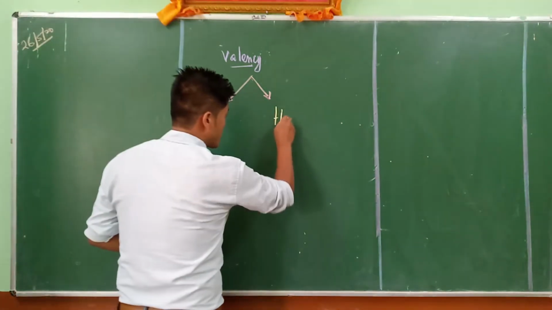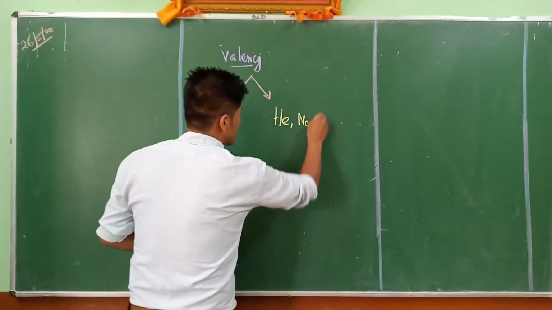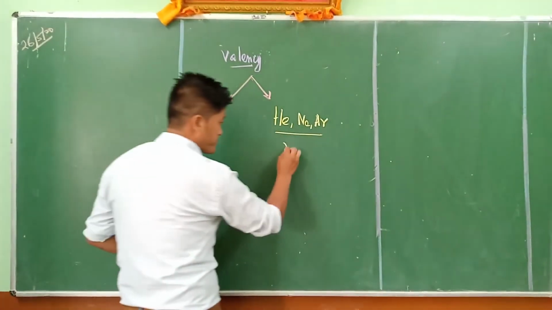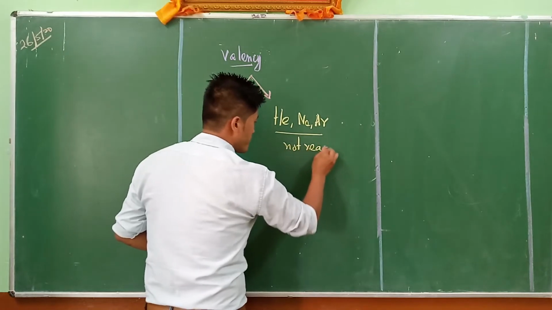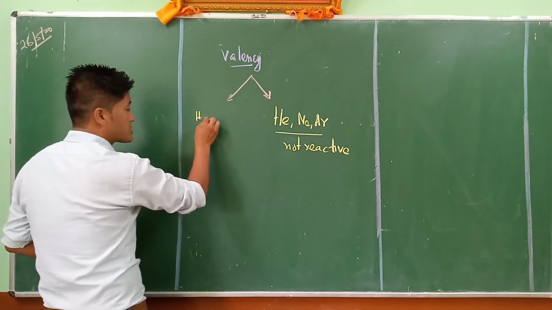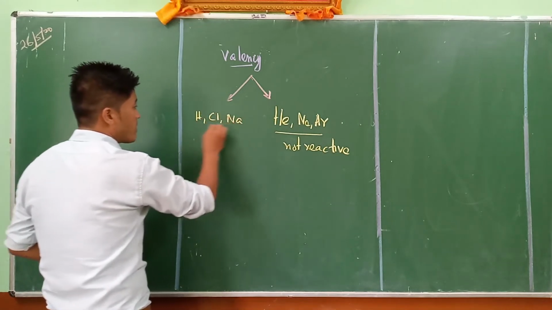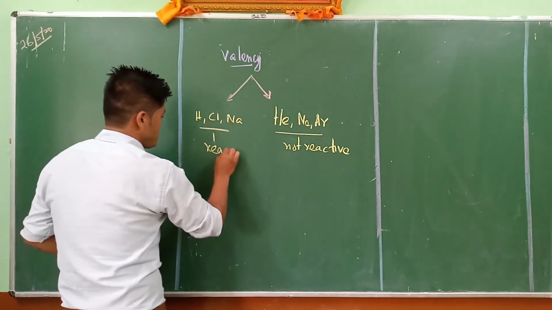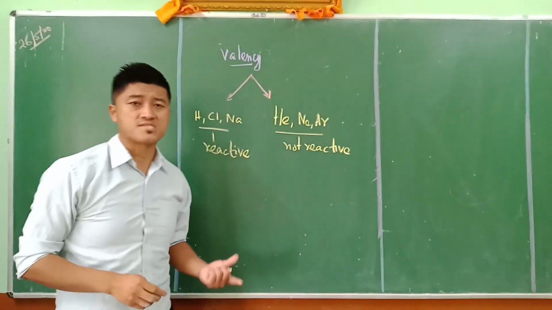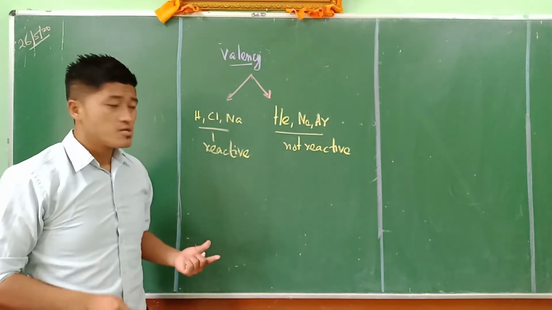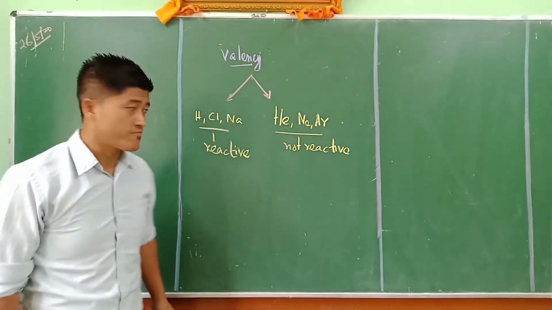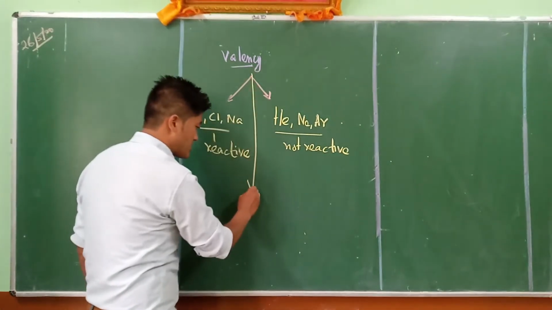So let us consider this point. In the case of helium, neon and argon, they are not reactive at all. But in the case of hydrogen, chlorine and sodium, they are very reactive. Understand? So why is there such a huge difference? If we want to know why they are reactive and why they are not reactive, it is important for us to study valency here.